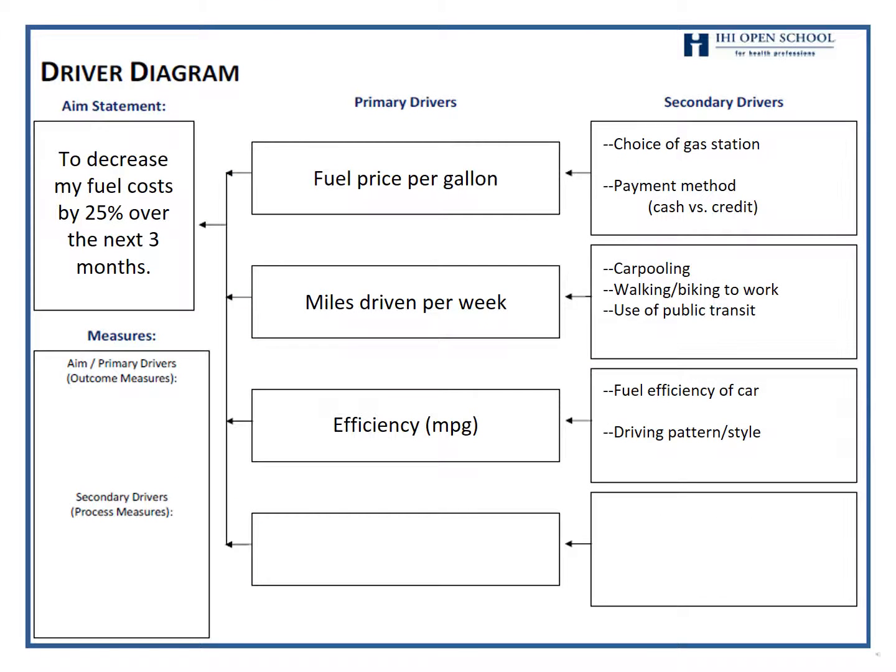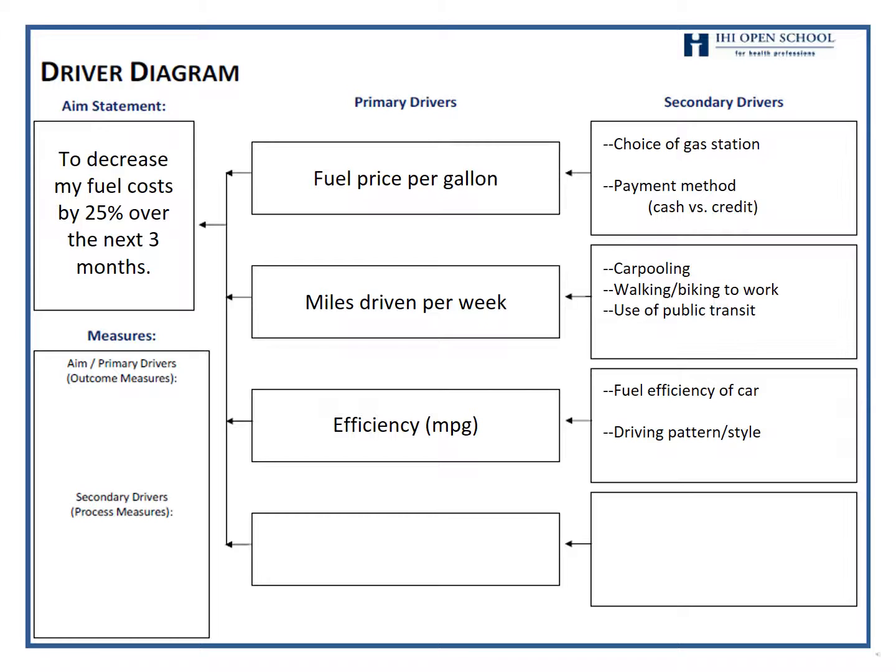Now let's look back at our driver diagram for our sample project for reducing our fuel costs. In the lower left corner, in the measures box, you'll see that there are 2 different areas. One for outcome measures, which are also described as aim or primary drivers, and one for process measures, and that category is also labeled with secondary drivers, and you'll see why in just a second.